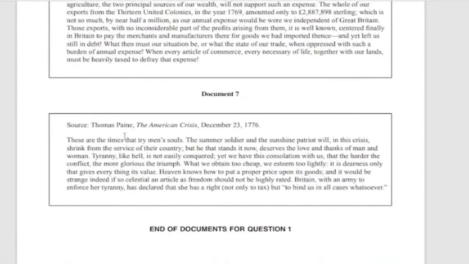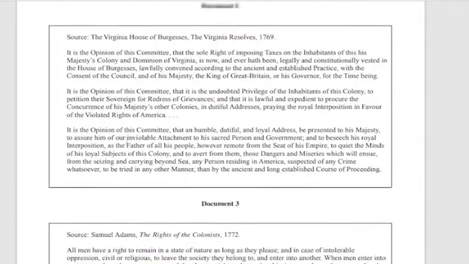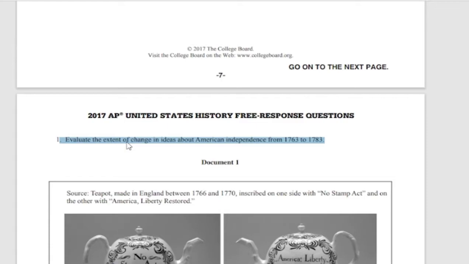Let's just scan these docs really quick. So, evaluate the extent of the change in ideas about American independence. So, we've got a 20-year period, and it's talking about how ideas about American independence have changed. Now, I don't really know that much. I just know the standard sort of history narrative about the American Revolution, which is that we began to see ourselves more as a collection of colonies. That's all I really know. Sort of the standard narrative, but I guess we're going to run with that.